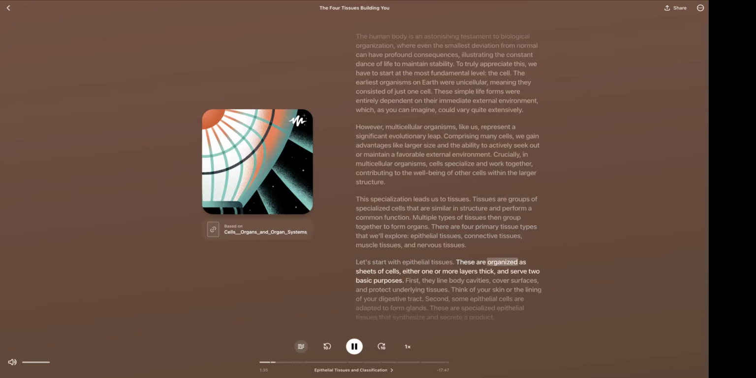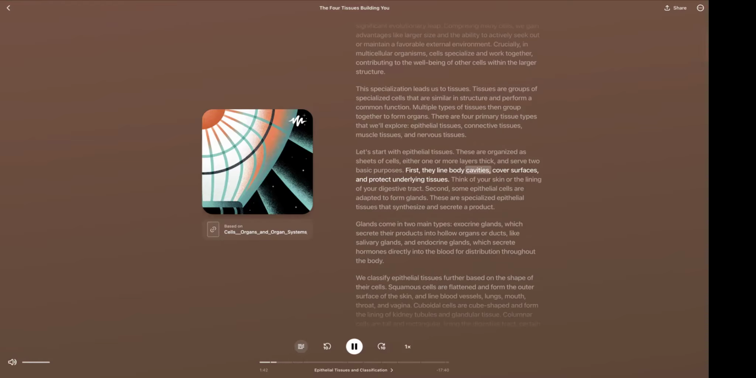These are organized as sheets of cells, either one or more layers thick, and serve 2 basic purposes. First, they line body cavities, cover surfaces, and protect underlying tissues. Think of your skin or the lining of your digestive tract.